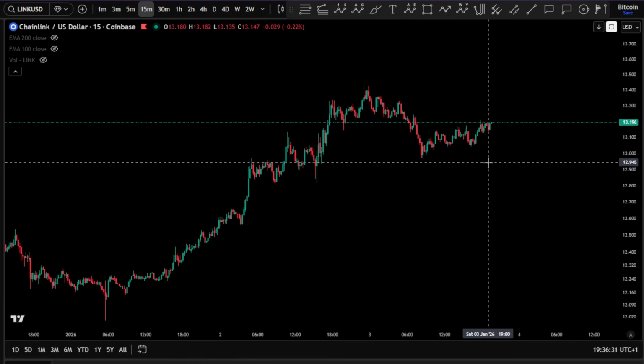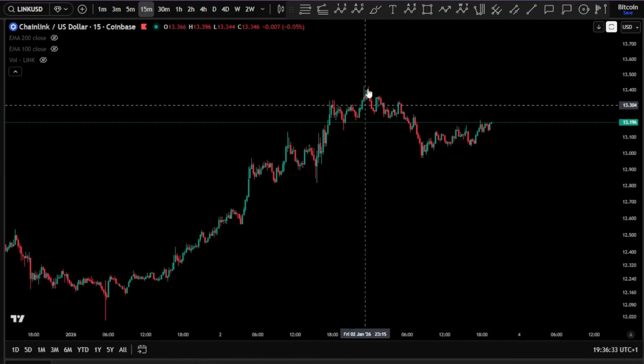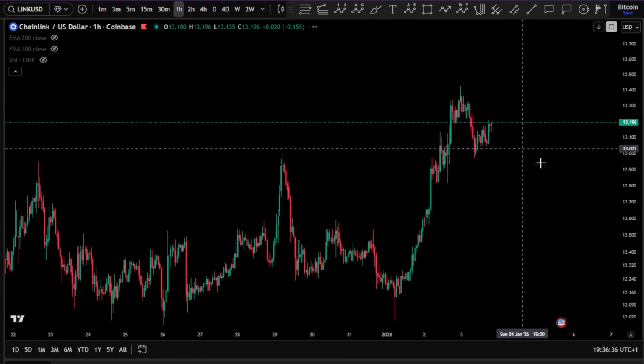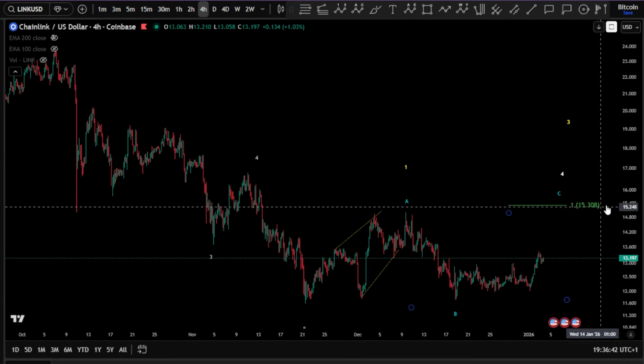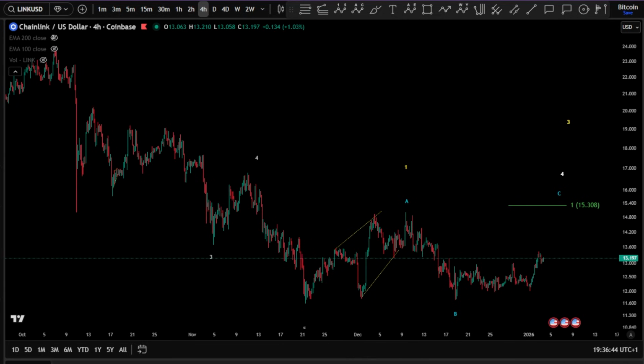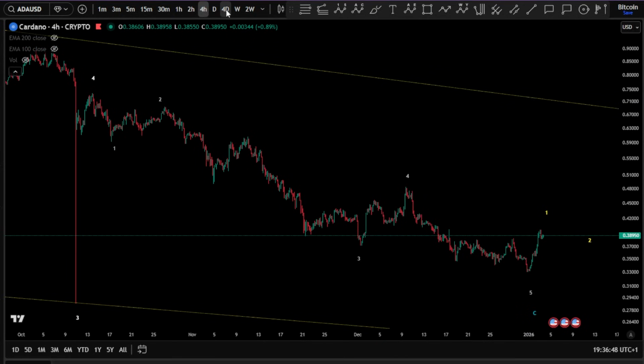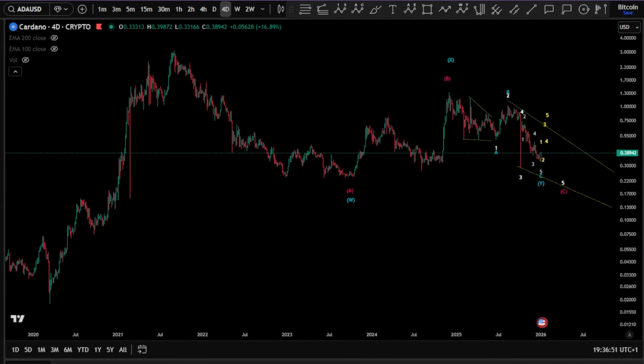If this happens, that means yes, we are looking still for higher to take the high, which is the highest possibility here for Link. Yep, so we're going to watch the next target for me, which is $15.3 for Link.